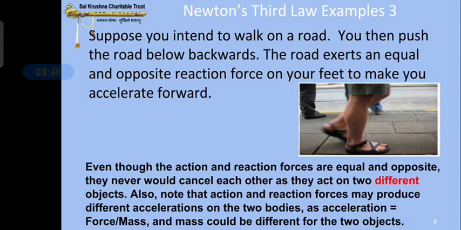Okay, so even though the action and reaction forces are equal and opposite, they never cancel each other as they act on two different objects. Okay, so you have to understand this. If there were only equal and opposite forces acting on the same object, then they would cancel out. But here in these examples, it acts on two different objects, hence it will not cancel out each other.